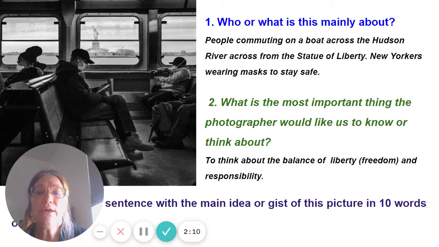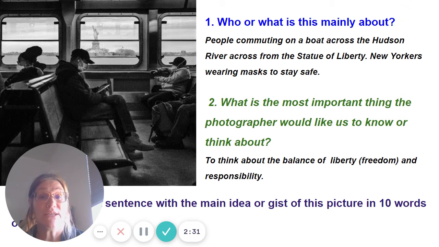So when we answer the first question, we might say something like, well, people commuting on a boat across the Hudson River across from the Statue of Liberty. So that means that they're New Yorkers, right? They probably live there. They look like they live there, right? They're commuting. They're wearing masks for safety, right?